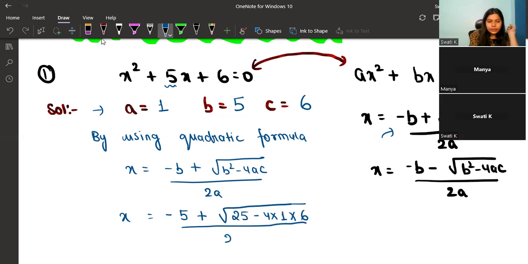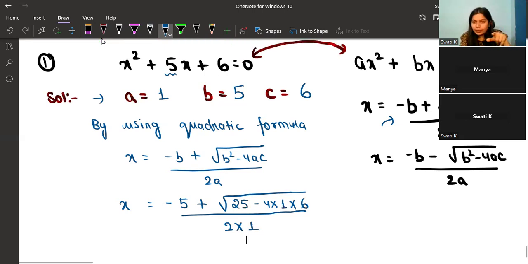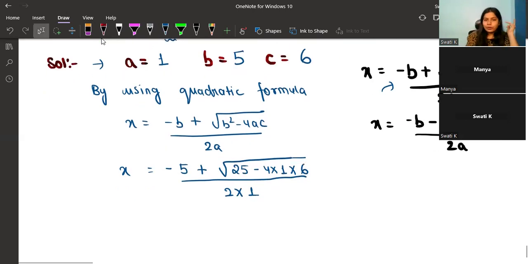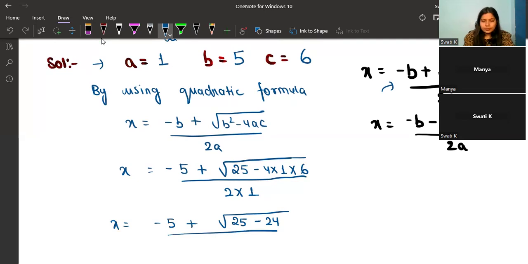So 2a is what? 2 into 1. Got it? A is 1. Manya, clear? Now you have got it. So you just have to simplify this. So x is equal to minus 5 plus root over, what is this? 25 minus 24. Do you understand this? Yes. 4 into 1 is 4, 4 into 6 is 24, and then upon 2. Let's simplify this further.